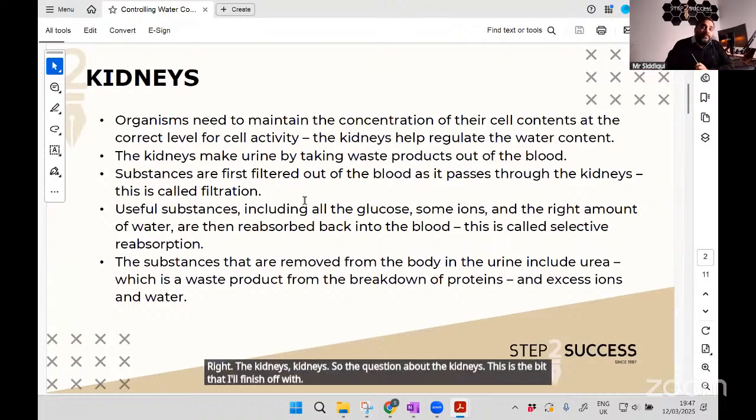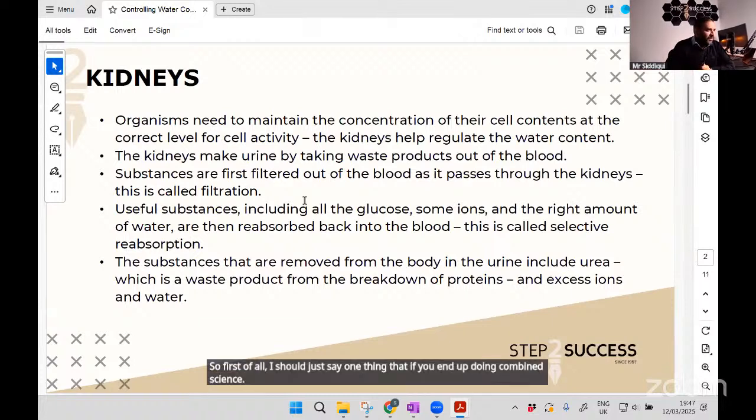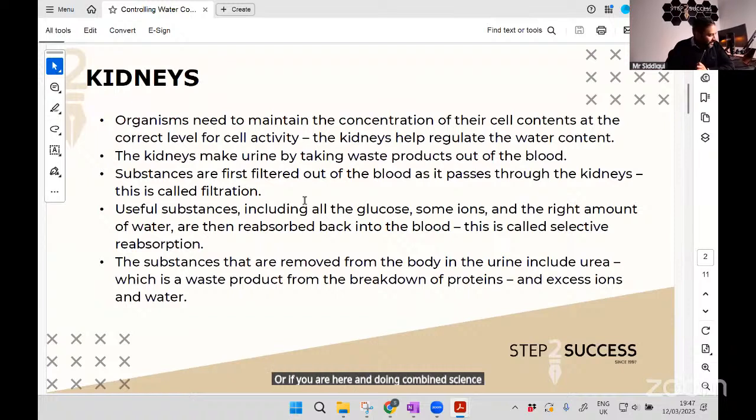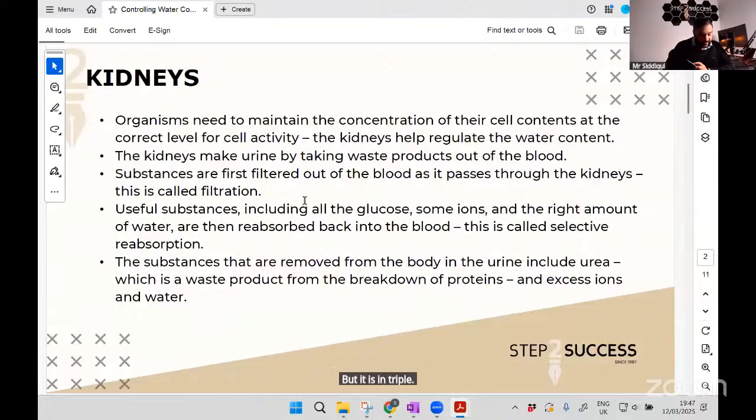First of all, I should just say one thing: if you end up doing combined science, or if you are here and doing combined science, then this particular topic you probably don't need to know. I only say probably because different exam boards are a bit vague. If you're doing AQA, then it's definitely not in it. But it is in triple. So you just follow along really. It's just interesting if anything.